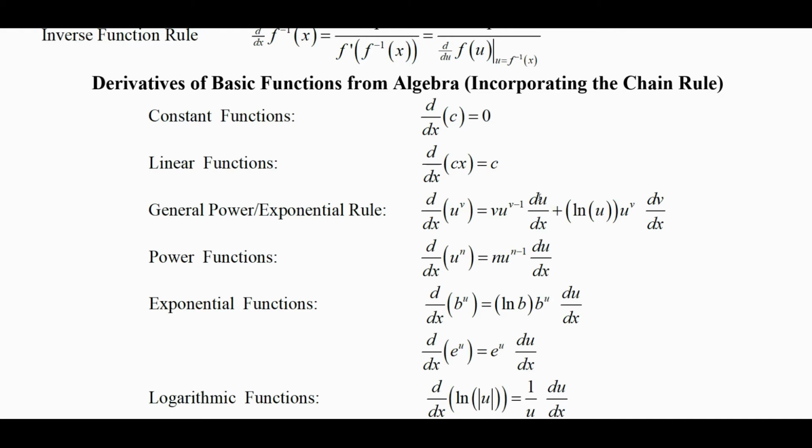Whereas if u is a constant, then du over dx is 0, and you get the exponential rule. The derivative of b to the u is natural log of b times b to the u power times du over dx. A special case of that is when b is e, our standard base for an exponential function and logarithm. Natural log of e is just 1, and so the derivative of e to the u is e to the u times du over dx.